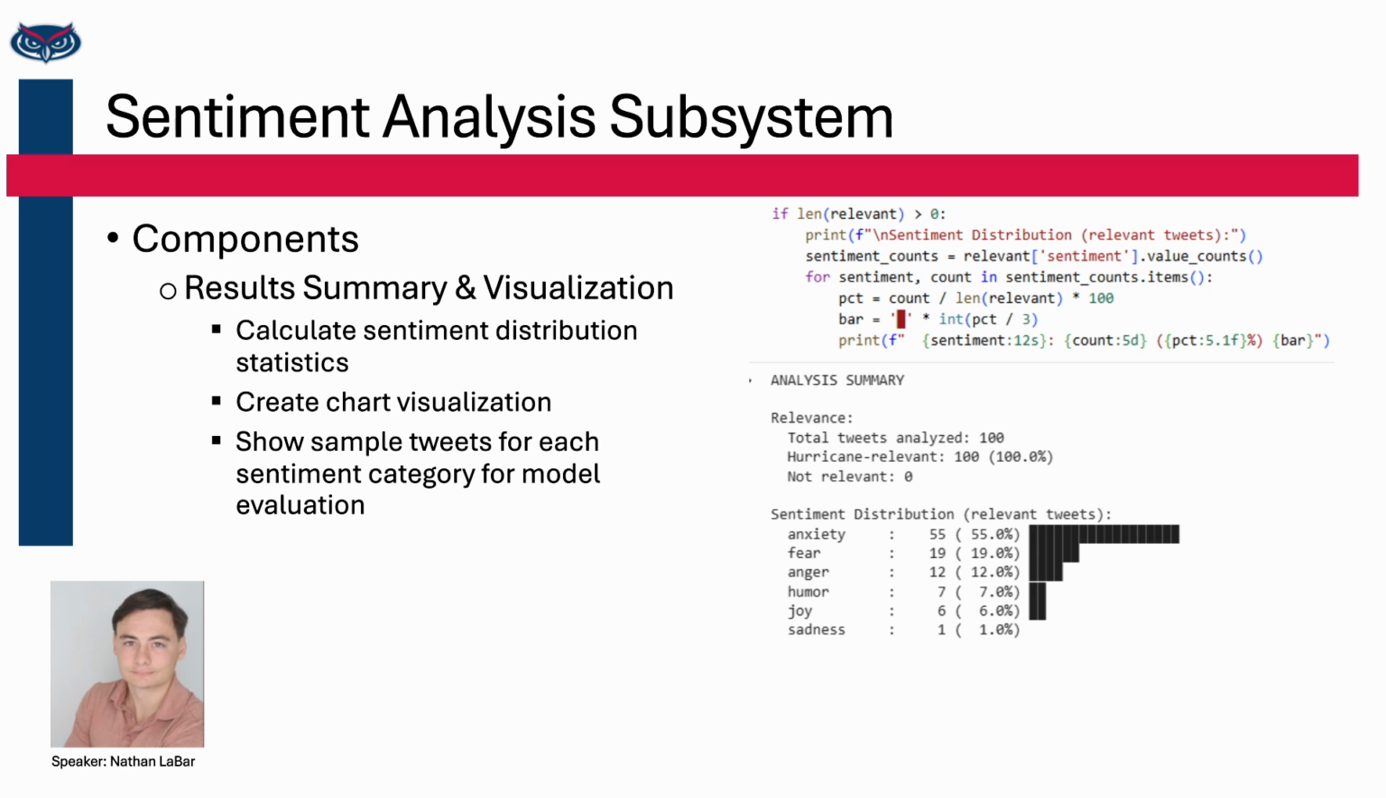Once all tweets are analyzed, the subsystem generates a summary of the analysis. We can calculate distribution counts, for example, how many tweets express fear or anger, and visualize them in charts. We also show sample tweets from each sentiment category. This allows us to validate the system by manually determining if the analysis was accurate. For instance, if a tweet was labeled as fear, it should not have been humor.